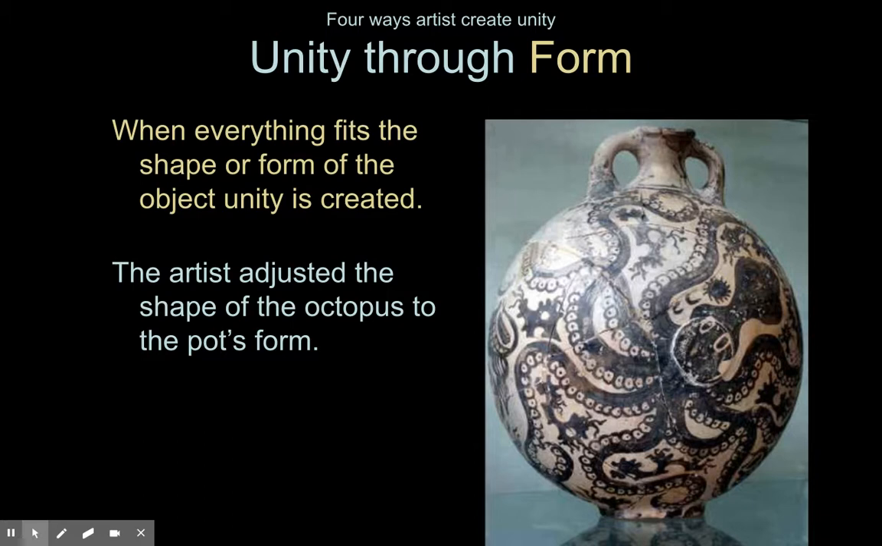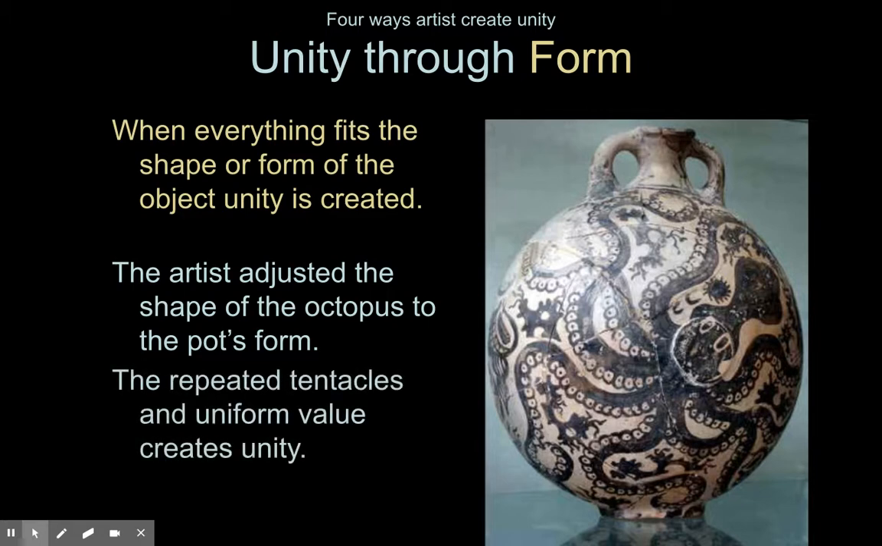Now, you don't have to write the white parts, you just need to write the yellow part, which is when everything fits the shape or form of the object, unity is created. The repeated tentacles and uniform value creates unity also. So there are different aspects of the elements and principles that come together that creates unity through form.